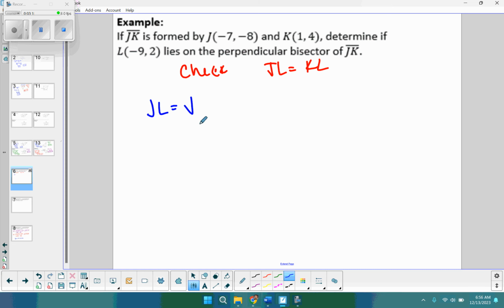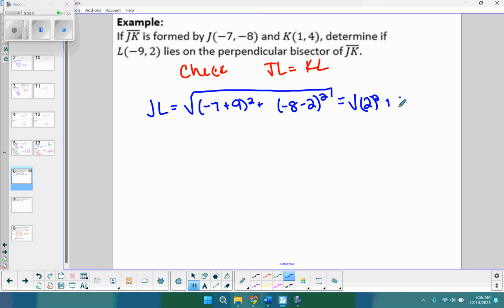So JL in the distance formula, we're going to do -7 minus -9, which turns into -7 plus 9. And we do -8 minus 2. So this is a positive 2 squared. And this is a -10 squared. Positive 2 squared is really 4. -10 squared is really 100. So this is the square root of 104. And I could leave it like that.